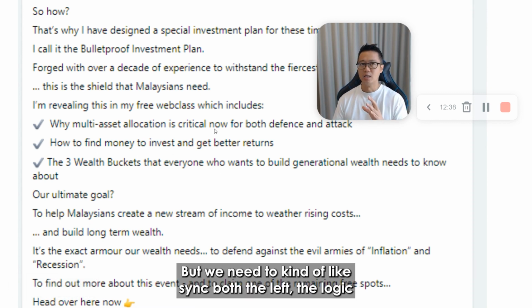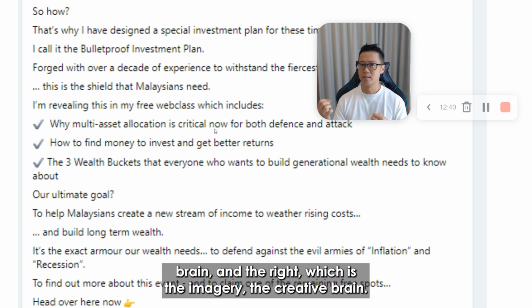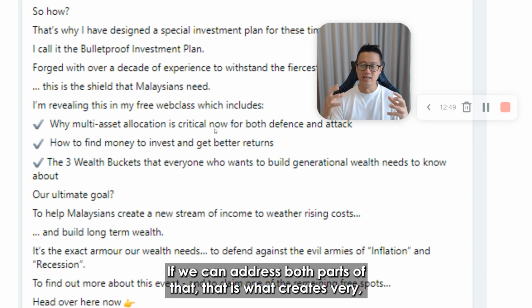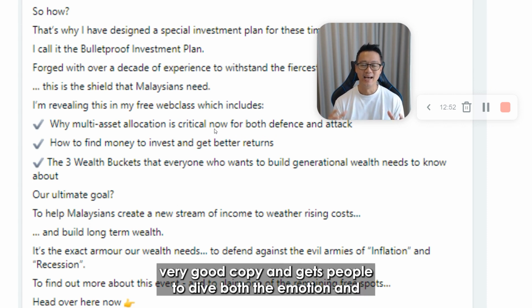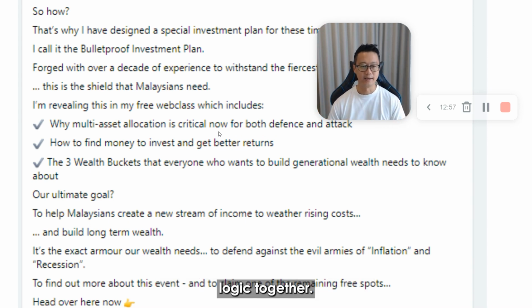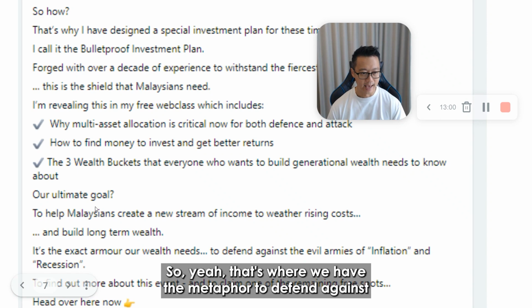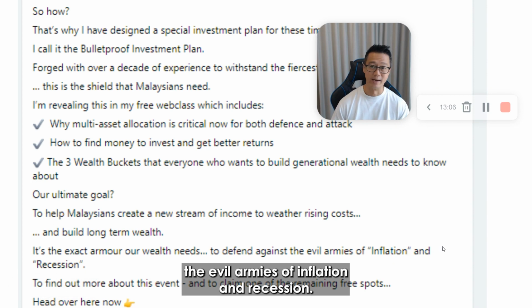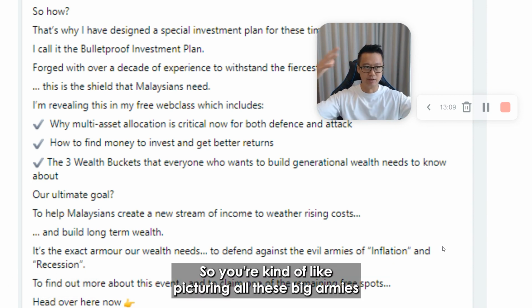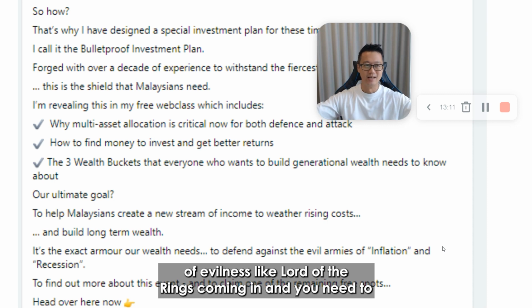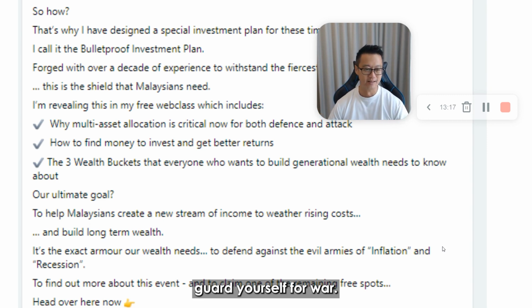But we need to sync both the logic brain and the right brain, which is the imagery, the creative brain. If we can address both parts of that, that is what creates very, very good copy and gets people to jive both the emotion and logic together. So that's where we have the metaphor to defend against the evil armies of inflation and recession. Very metaphoric. You're picturing all these big armies of evilness, like Lord of the Rings coming in, and you need to gird yourself for war.